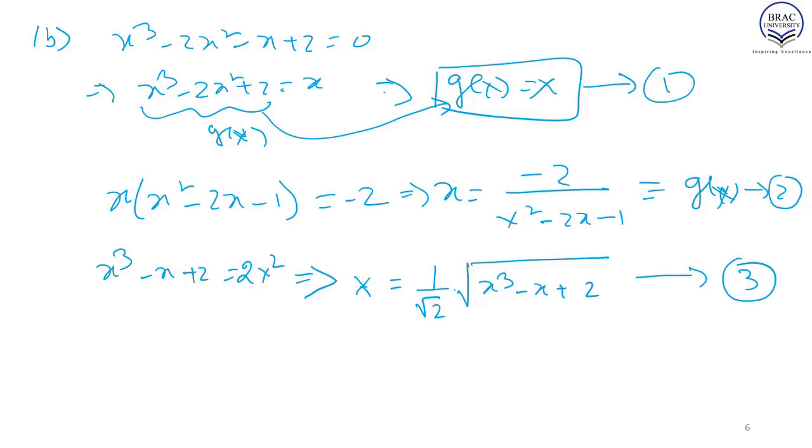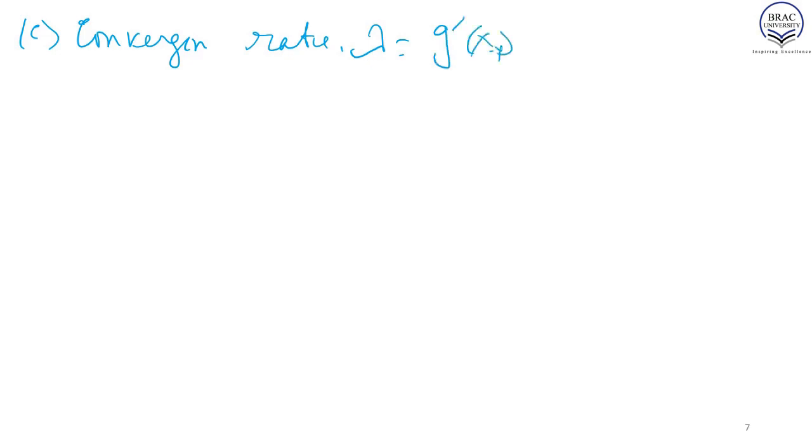Third part says that we need to check the convergence rate. So there is the third part. See, here the convergence rate is the following. Convergence rate, the lambda is equal to g prime at x star. What does it mean? It's the derivative dg by dx at x equal to x star. That is the formula. So now let's take the first choice.